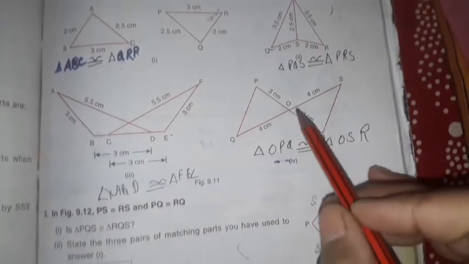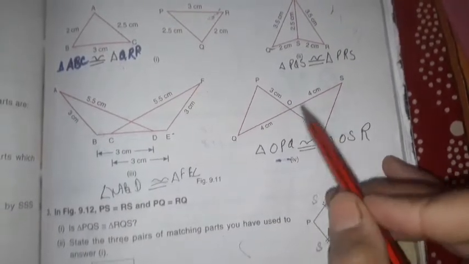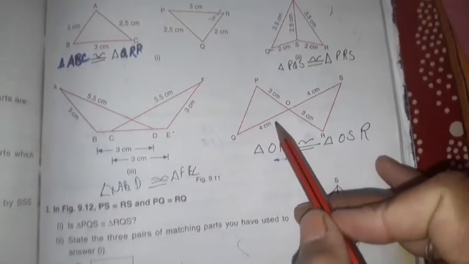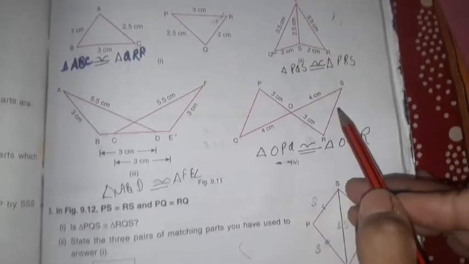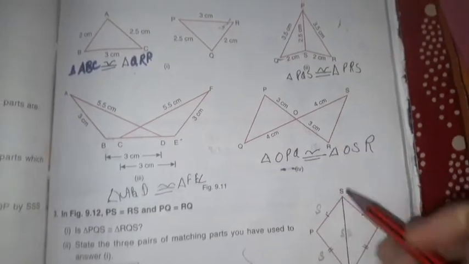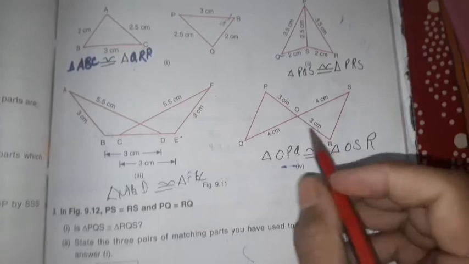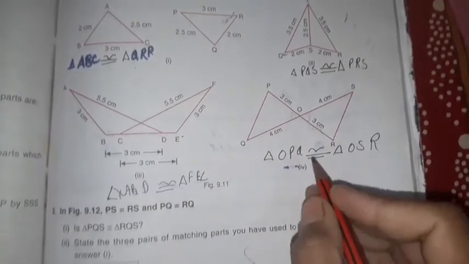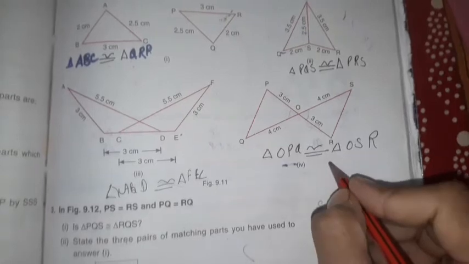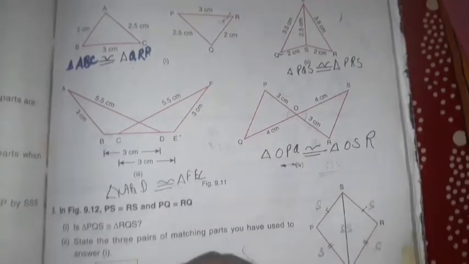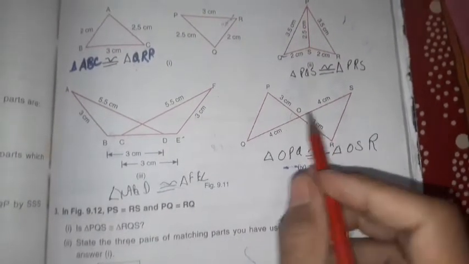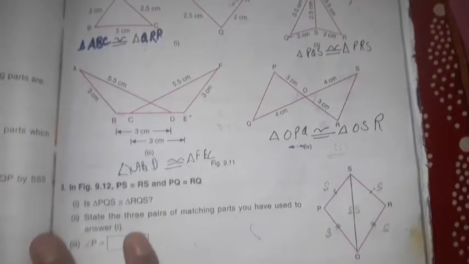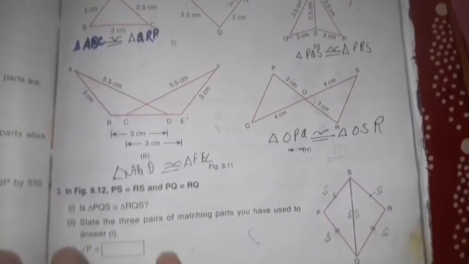The next one, there are given only two line segment pairs equal, but the third is not given. So we can't say that these are congruent by SAS rule. Vertically opposite angles are equal, but we can't say about the SSS rule. These may be congruent or not by SSS. The next question is question number 3.